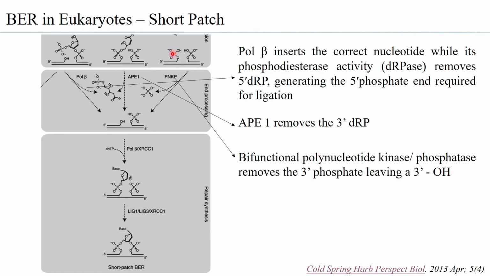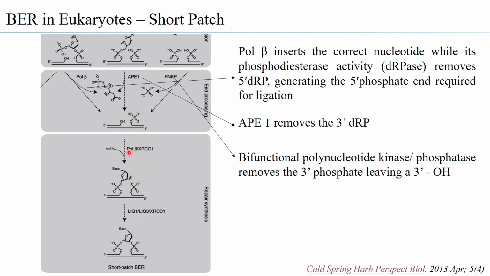And so you have another enzyme coming in called polynucleotide kinase phosphatase. So it's a bifunctional enzyme. It can act as a kinase as well as a phosphatase. And this enzyme removes the 3 prime phosphate, leaving a 3 prime OH. So in all eventualities, after the end processing, you have a 3 prime OH remaining at the abasic site and the 5 prime phosphate remaining at the abasic site.